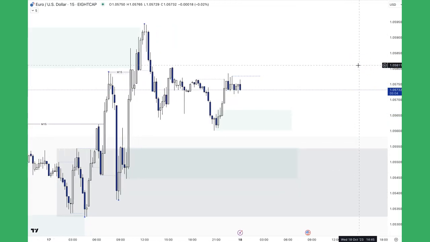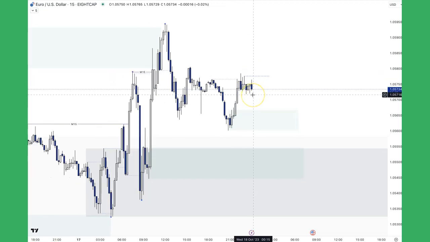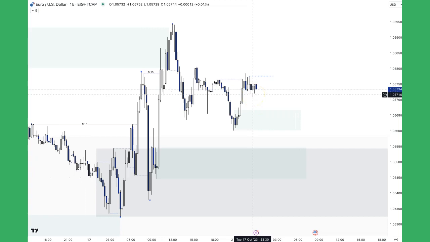Now, if we look at combining other concepts like fair value gaps, you can say maybe there's a bit of an imbalance from here to probably here. You can expect the price to pull into this and then continue. So yeah, that's what I'll look at.